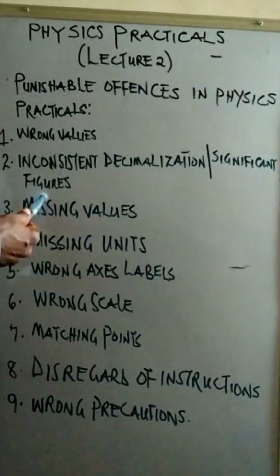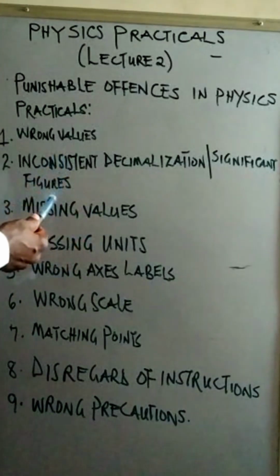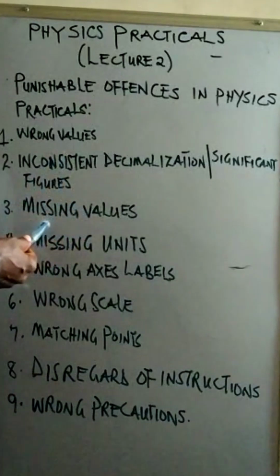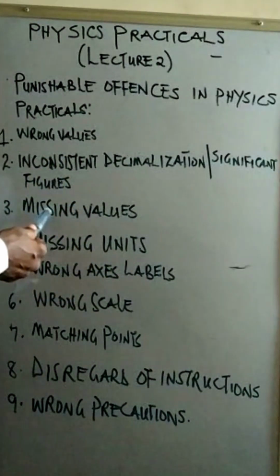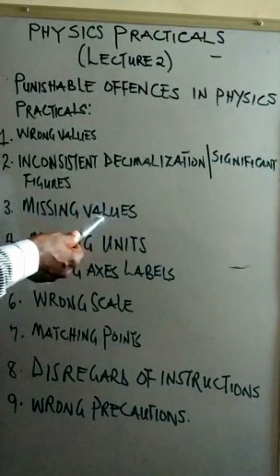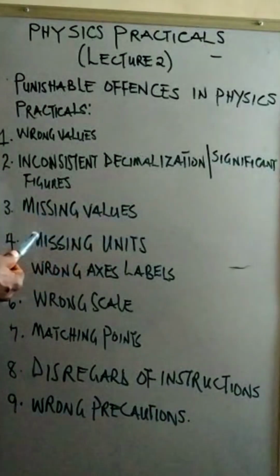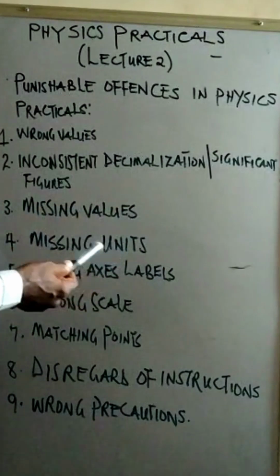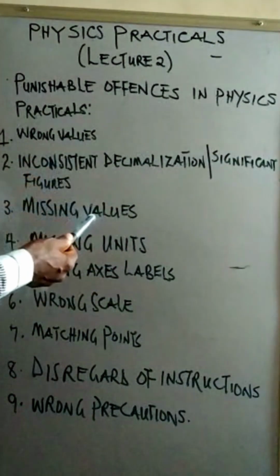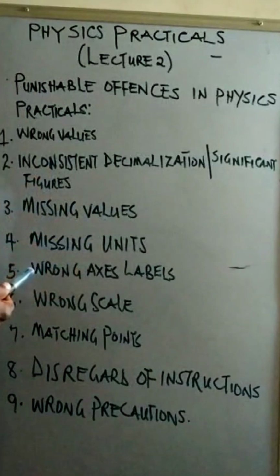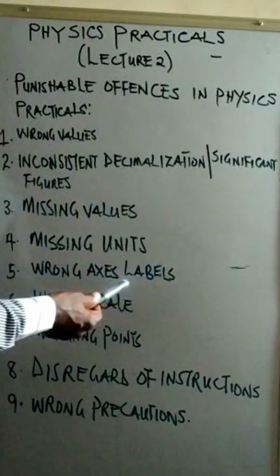When you put readings for experiment 1, experiment 2, there's no reading. You put for 3, you put for 4, number 5, there's no reading. Your values are said to be missing. And when you do that, you lose scores. Number 4, the missing units. When you provide a column without putting the units of the physical quantity you are measuring, you lose marks. Number 5, wrong axis labels.